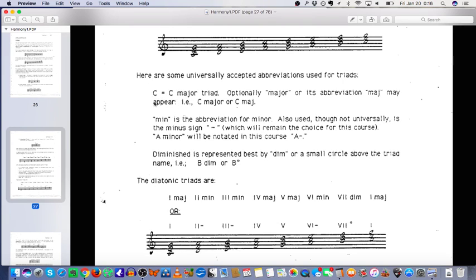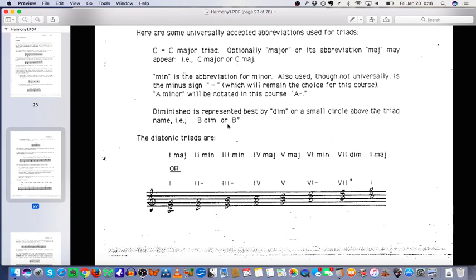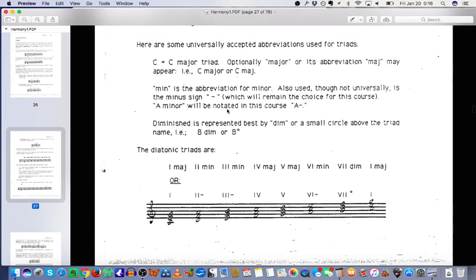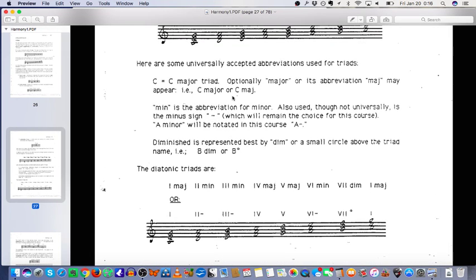When you see just a letter name, it's usually just a major triad. So when you see C, that's a C major triad. If it's just D, D major triad. Optionally, major or its abbreviation MAJ may appear, for example, C major or C MAJ. So when in doubt, just be clear, just be redundant. Minor, MIN, is the abbreviation for minor, also used, though not universally, as the minus sign.